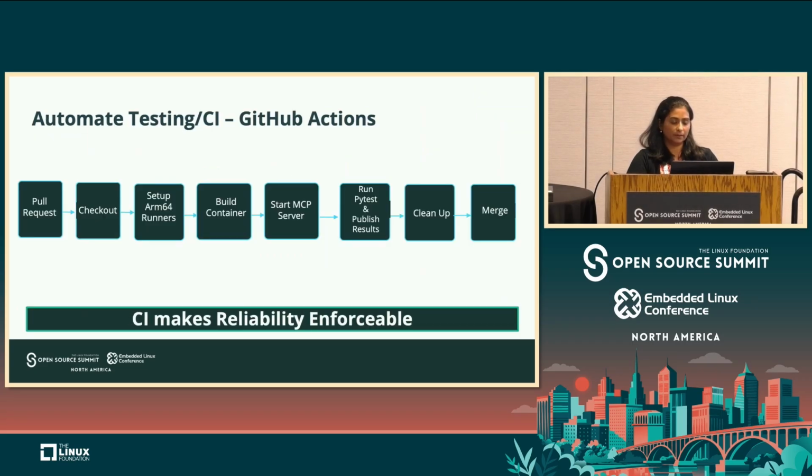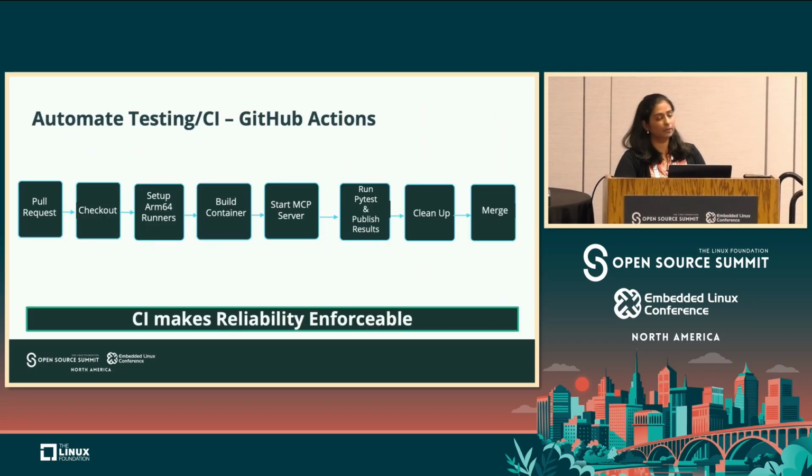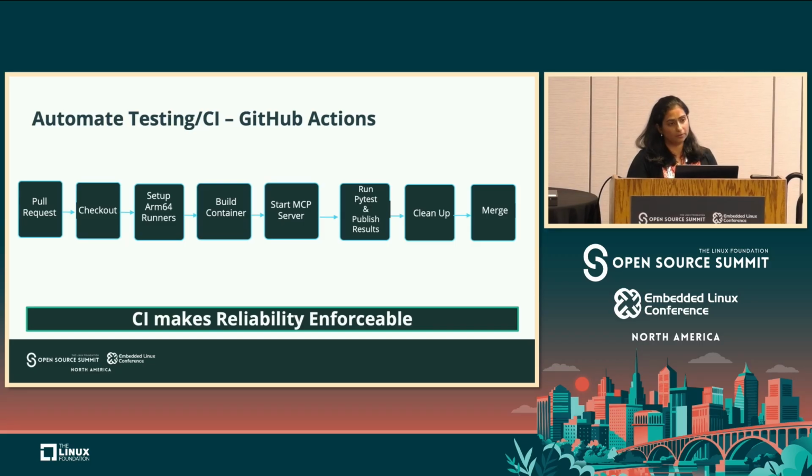So this is on the testing framework. And now let's look into automating the whole process. What we use here is GitHub Actions through CI. Every time there is a pull request, we check out the code. We set up our runners, the ARM64 runners. We build the containers, start the MCP server. We run all these Pytest tests and publish the results. And Testcontainers is going to clean up everything for you. And then finally, if everything works, the PR gets merged in.